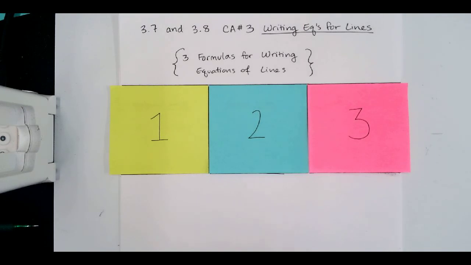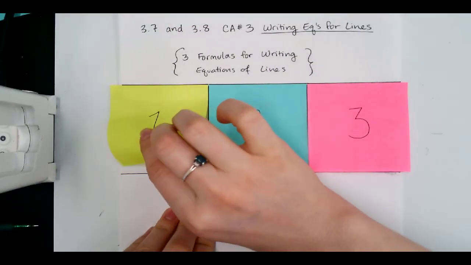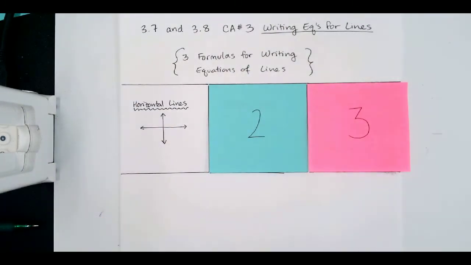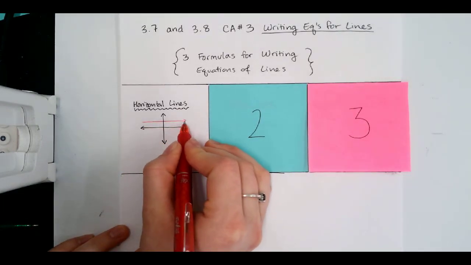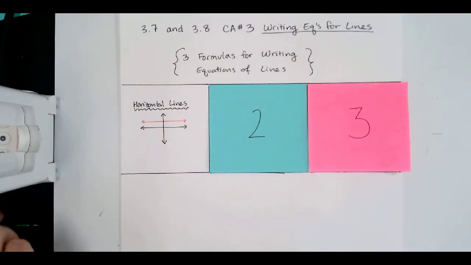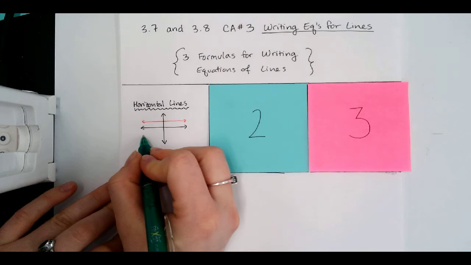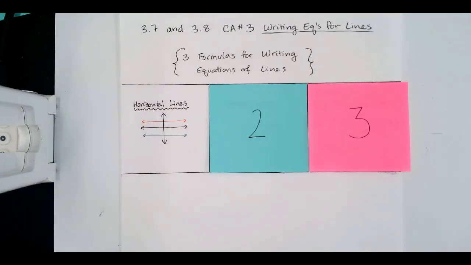All right, so let's start with number 1. The first type of line is horizontal lines. So what does a horizontal line look like? Well, basically, it's a horizontal line. It can be anywhere. There's one example of a horizontal line in red. Another example could be the green one. Lots of different types of horizontal lines.